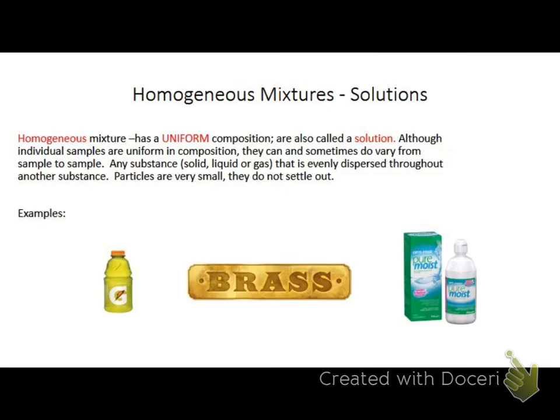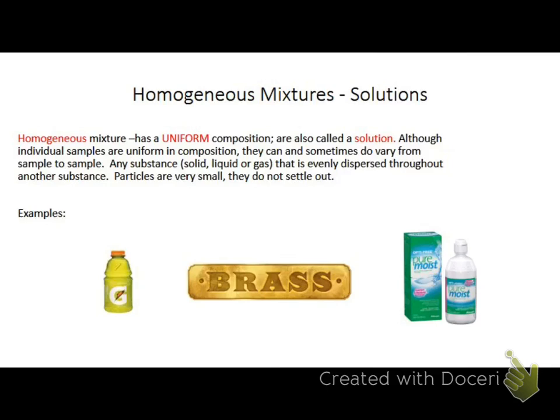But if you have solutions, you can vary from sample to sample, but the sample itself would be uniform in composition. Okay? Contact solution is an example. Gatorade. Brass is an example of a metal solution. And we call metal solutions alloys, A-L-L-O-Y.